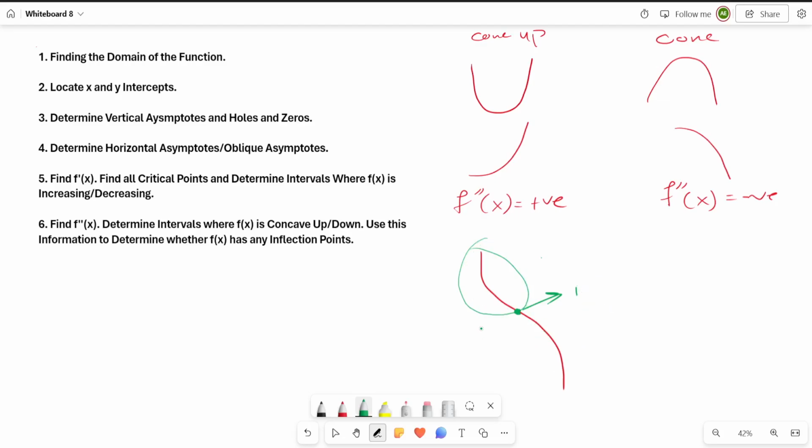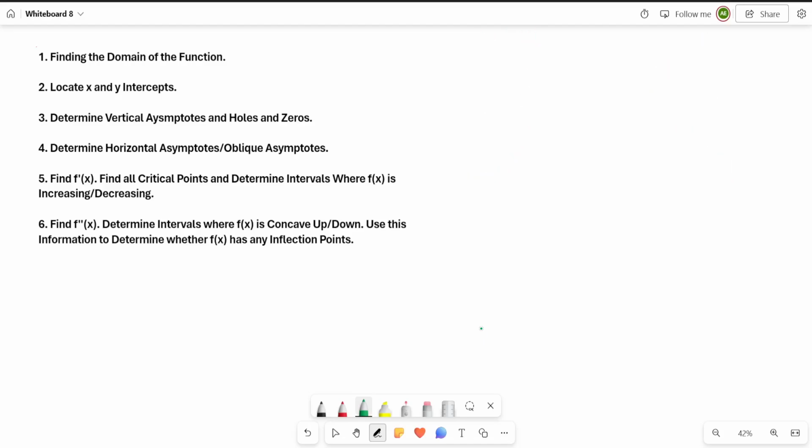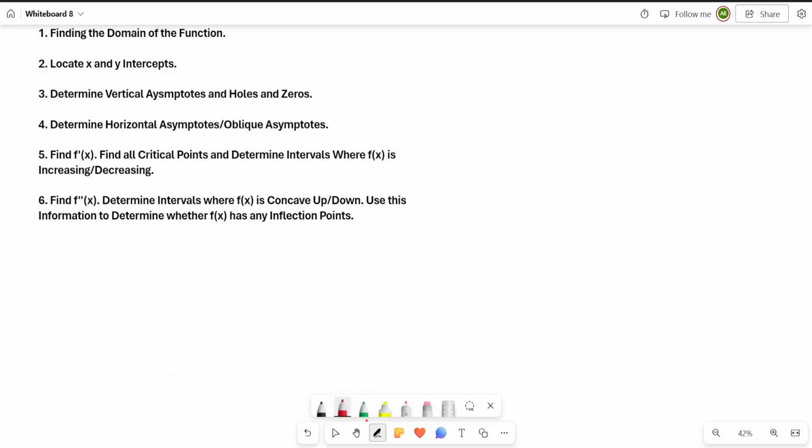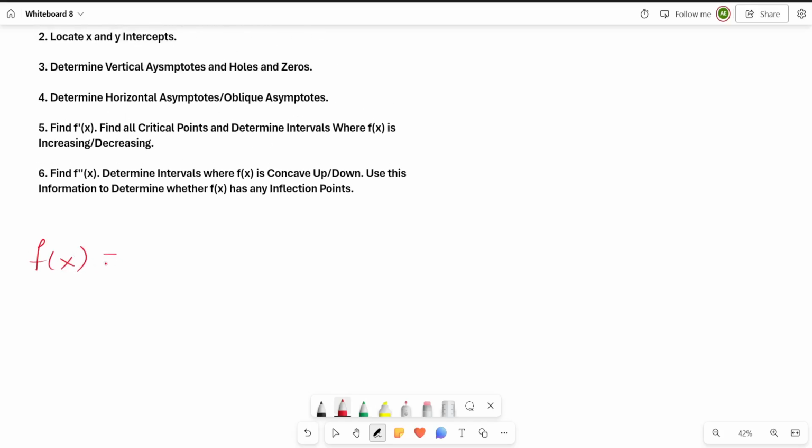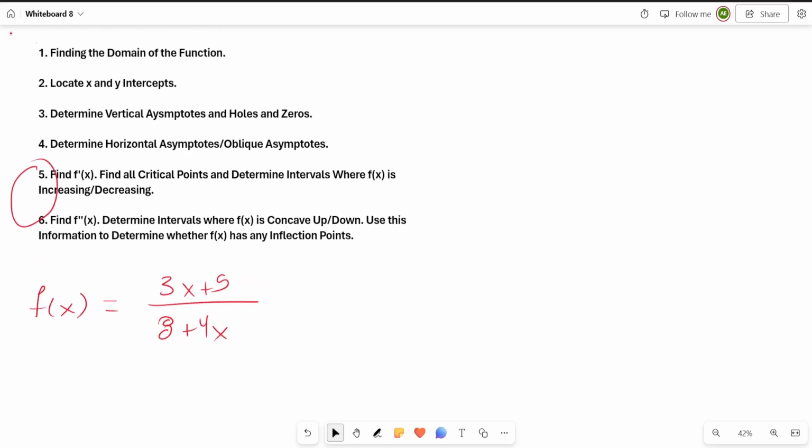Okay, so let's start by taking some examples. Let's say we have a function f of x equals 3x plus 5 over 8 plus 4x. Straight away, this is a rational function, so I need to take care of horizontal asymptotes, vertical asymptotes, and so on. And these two parts go hand in hand with the vertical asymptote part.